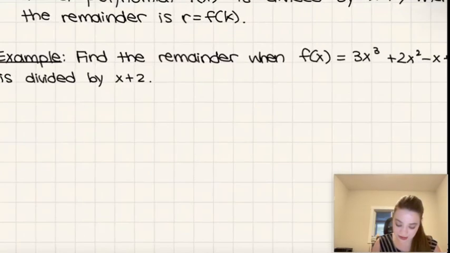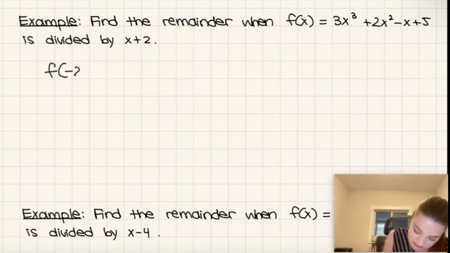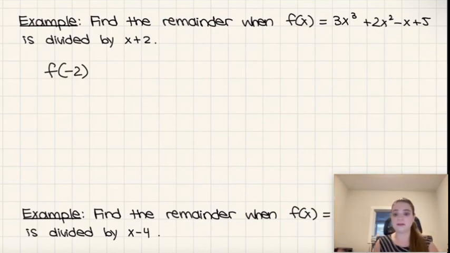Right? Because in this example here, they're not asking us to actually do the division. They're just asking us to find the remainder, right? And so we could do division in order to figure that out, but it would be much faster to just find out what f of negative 2 is and go from there. So that's what I'm going to do.